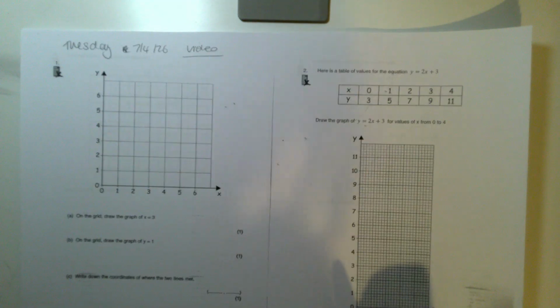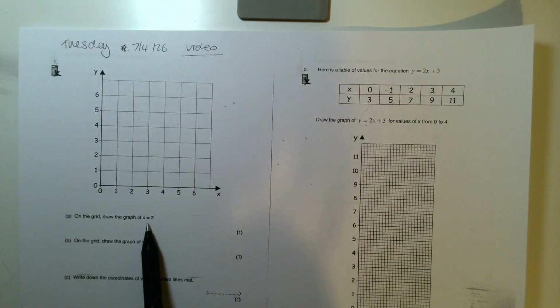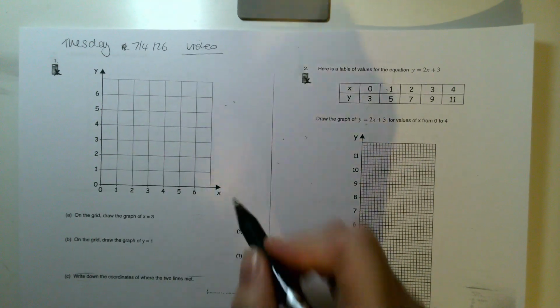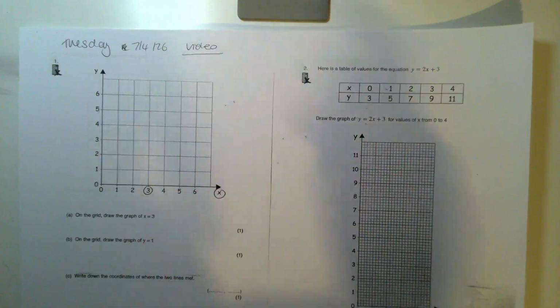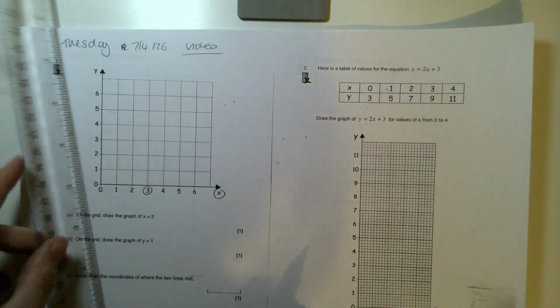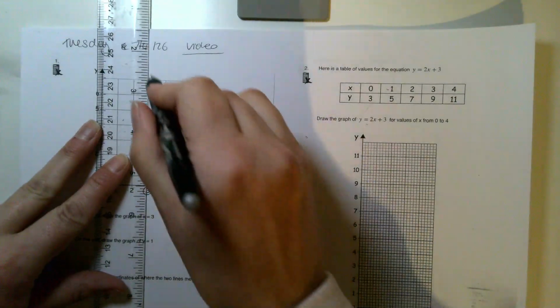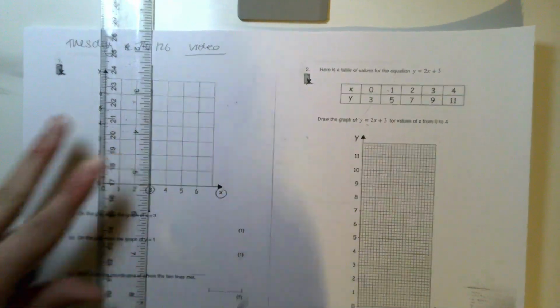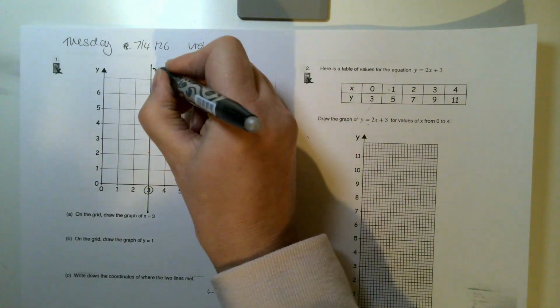Okay, let's get started with question 1. On the grid, draw the graph of x equals 3. You go to your x-axis, you find where x equals 3, and then you draw a line where all of the x coordinates equal 3. The vertical line looking like that.